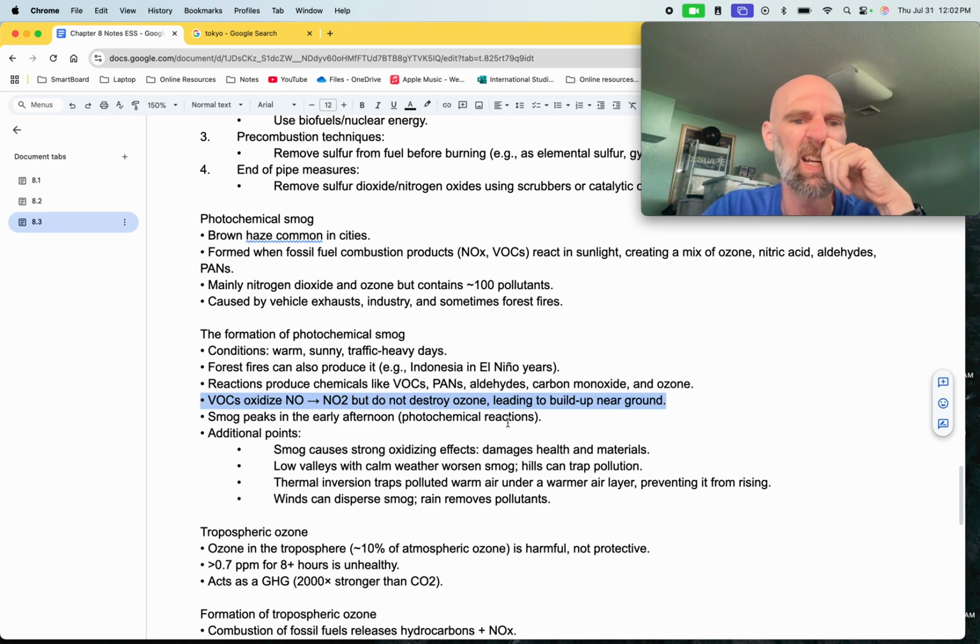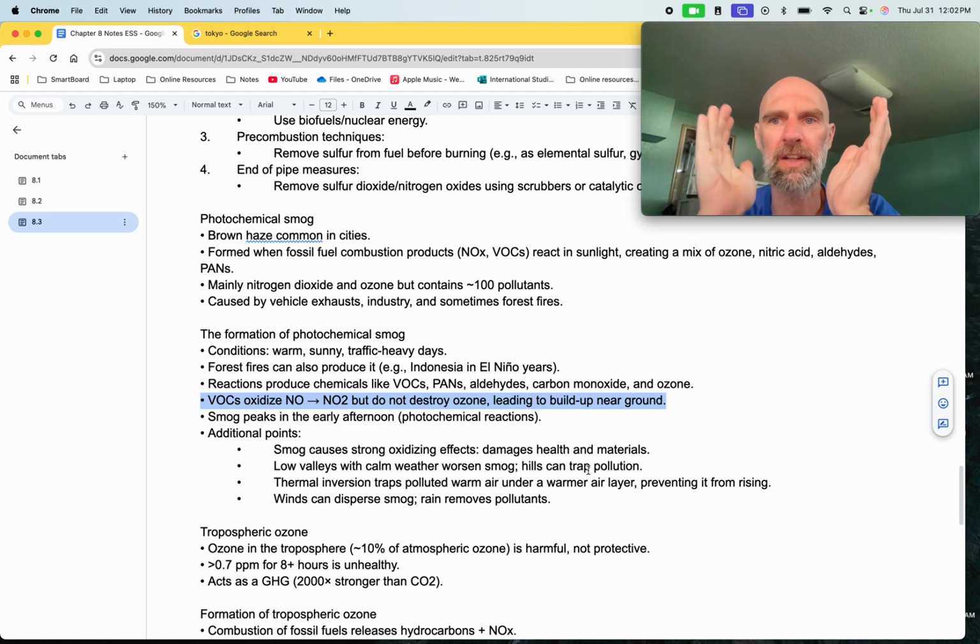Additional points: smog causes strong oxidizing effects and damages health and materials. Low valleys with calm weather worsen smog. Yes, hills can trap pollution. I cannot stress this enough. Hills and mountains, really valleys.